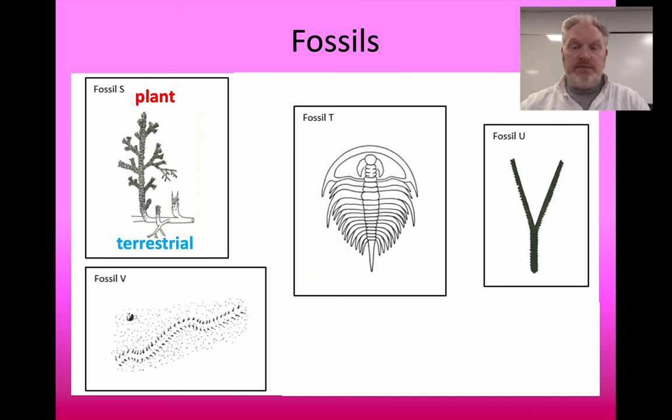Fossil T is very distinctive. It's a trilobite. The 3 parts of the body there: the head, the cephalon, the thorax, the segmented bits in the middle, and its tail, the pygidium, which is marine. It can be deep marine or shallow. They did live in different environments. Fossil U is a graptolite, again deep marine.